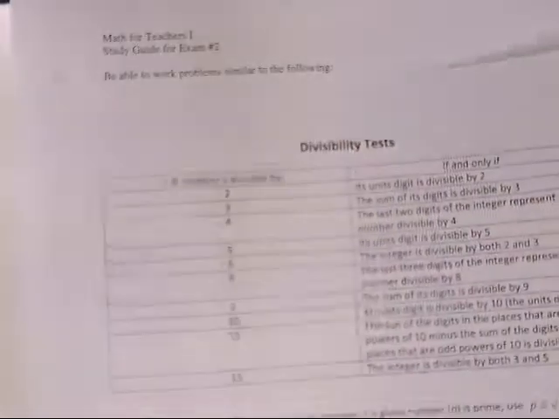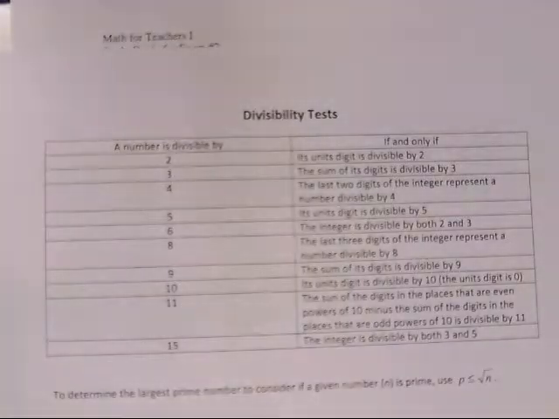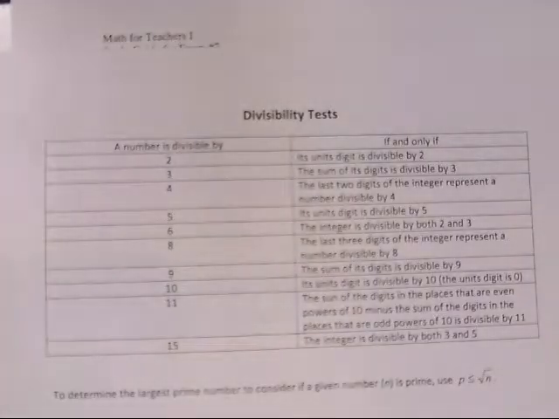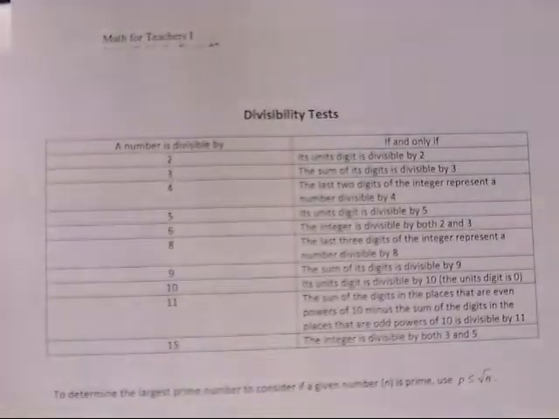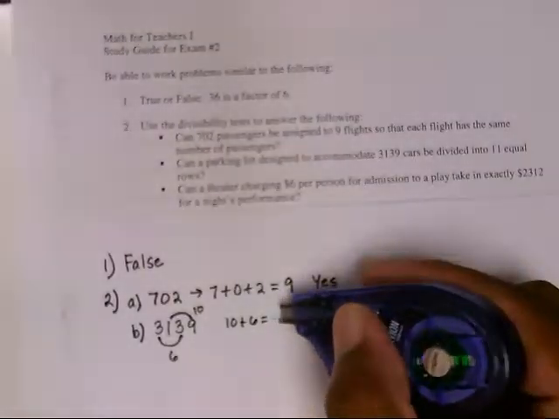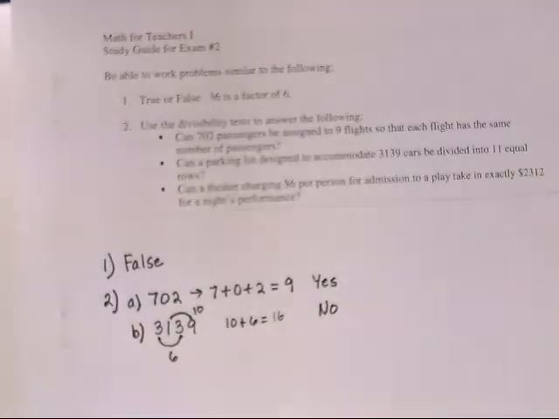Now here's the divisibility rule that I was talking about. For 11, the sum of the digits in the places that are even powers of 10 minus the sum of the digits in the places that are odd powers of 10 must be divisible by 11. Now, I think I told you the sum of the digits, not the difference. So if I add 10 plus 6, that would give you 16. And anyway, 16 is not divisible by 11 to begin with.